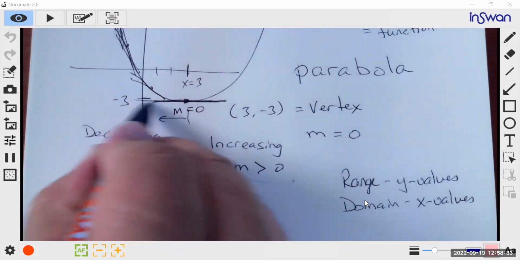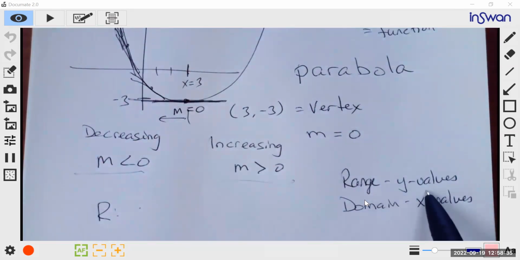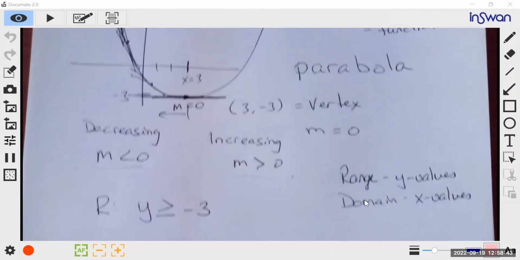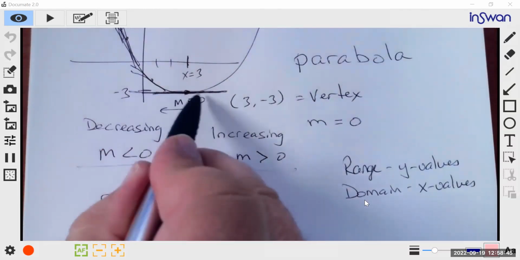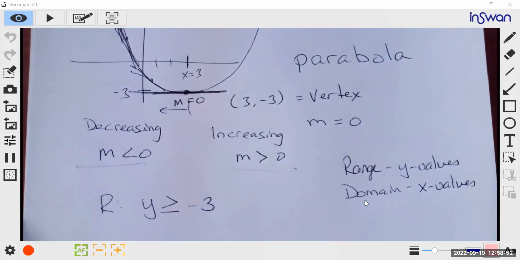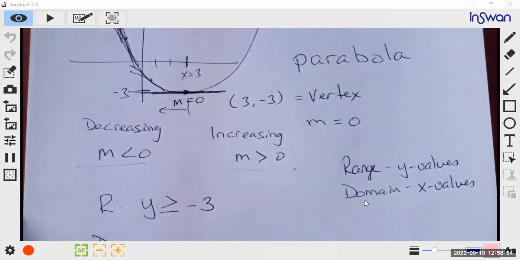To -3, because remember the range deals with the y values. So it says here that y is greater than or equal to -3, because the lowest they could be is -3, and everything else has to be above there, all the y values. So that's how you tell me the range. The domain.